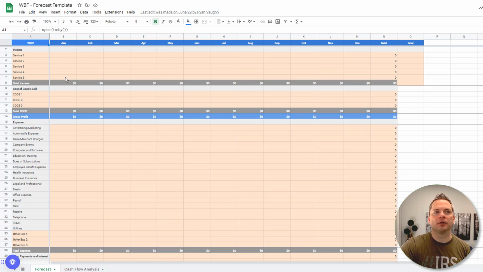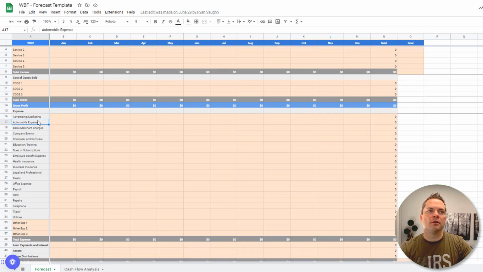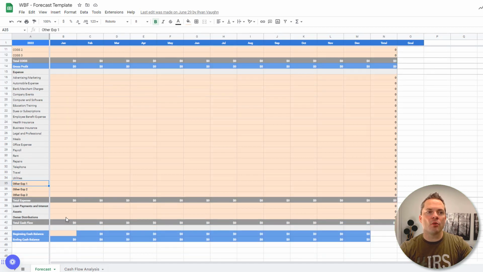So you have a template here. You would list your income items here. Notice it is formatted like a profit and loss statement. And so you have income items here. You would type in the different income items you have. If you have any cost of goods sold, we put common expense categories that we have here on the left-hand side. Opportunity for you to list out more.